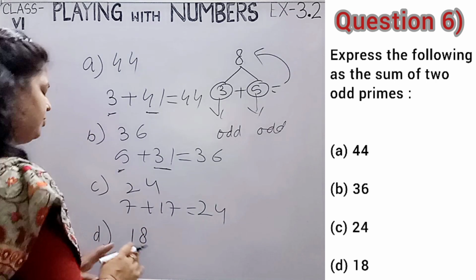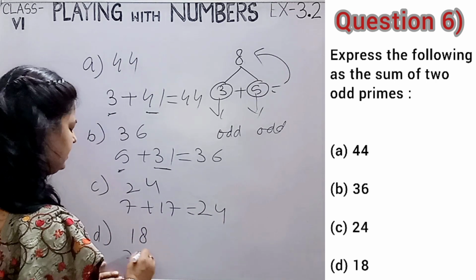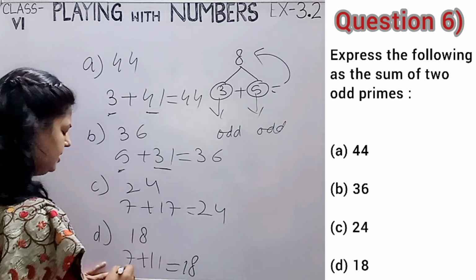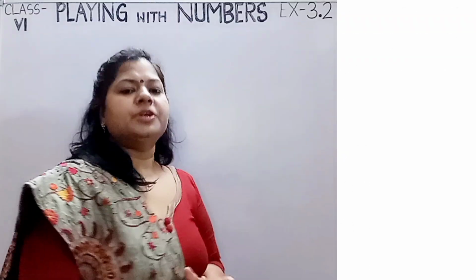Last part is D, and D is 18. Now I am going to break it into two parts, 7 plus 11. After adding these two numbers I get again 18, and these two numbers are odd numbers. Question number 9.